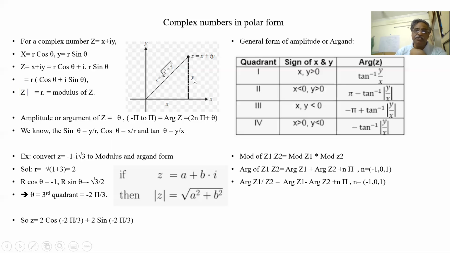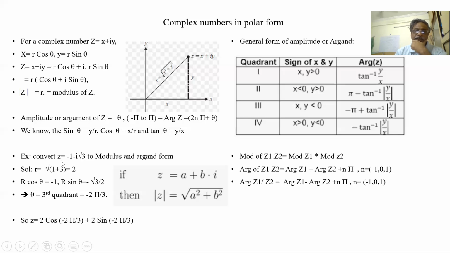So sine theta is y by r, cos theta is x by r. So what is tan theta? Tan theta is y by x. So if we have a complex number x plus iy, I can say theta is equal to tan inverse y by x. Theta is equal to tan inverse y by x, which is my argument or amplitude. y by x gives me tan theta.